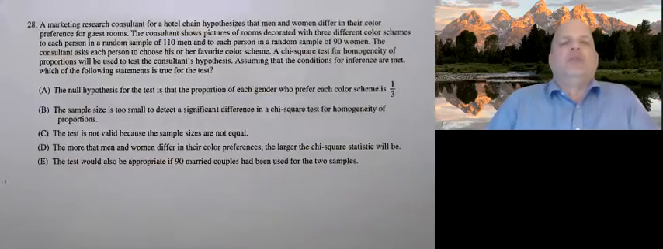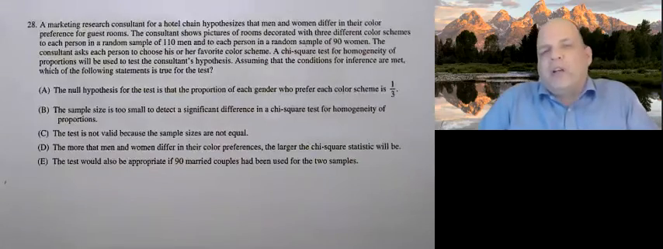28. A marketing and research consultant for a hotel chain hypothesized that men and women differ in their color preference for guest rooms. The consultant shows pictures of rooms decorated with 3 different color schemes to each person in a random sample of 110 men and to each person in a random sample of 90 women. The consultant asked each person to choose his or her favorite color scheme. A chi-square test for homogeneity of proportions will be used to test the consultant's hypothesis. Assuming the conditions for inference are met, which of the following statements is true for the test?